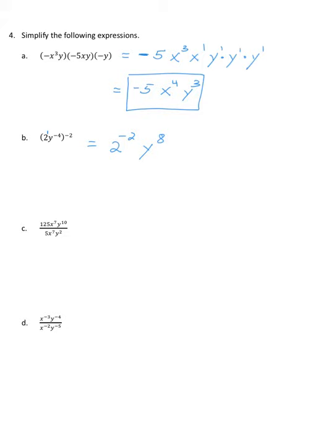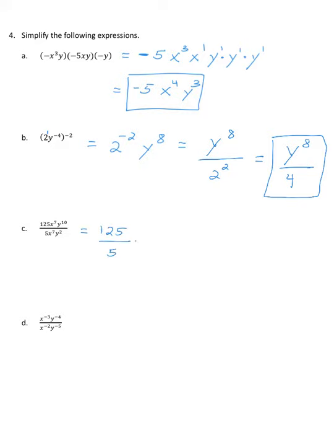Anything that has a negative exponent we've been putting into a denominator. This is really y to the 8 over 2 squared. And if you square 2, you get 4, making this my final answer. For part C, I'm going to break this up into 3 fractions.